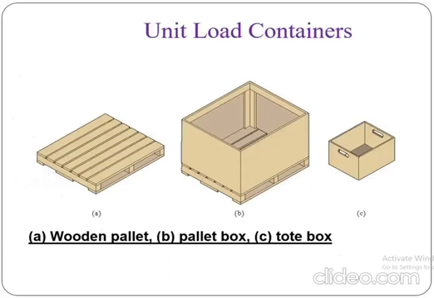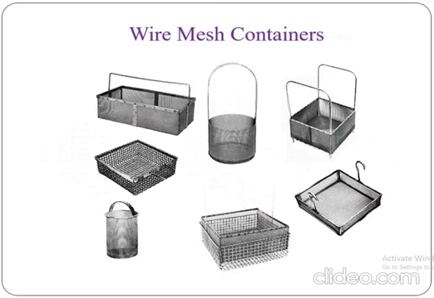Then if you talk about the unit load containers, these are some pictures. Wooden pallets, pallet boxes or tote boxes are there. Then there are wire mesh containers. This wire mesh container is used especially for heat treatment processes, for products that require elevated temperature, or when some coating has to be done by dipping the product into oil or any other chemical. In that case, the wire mesh container is to be used.